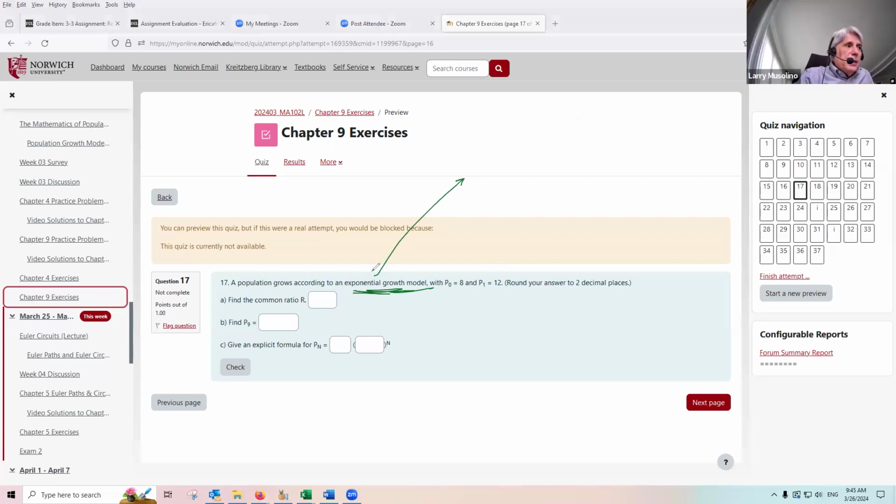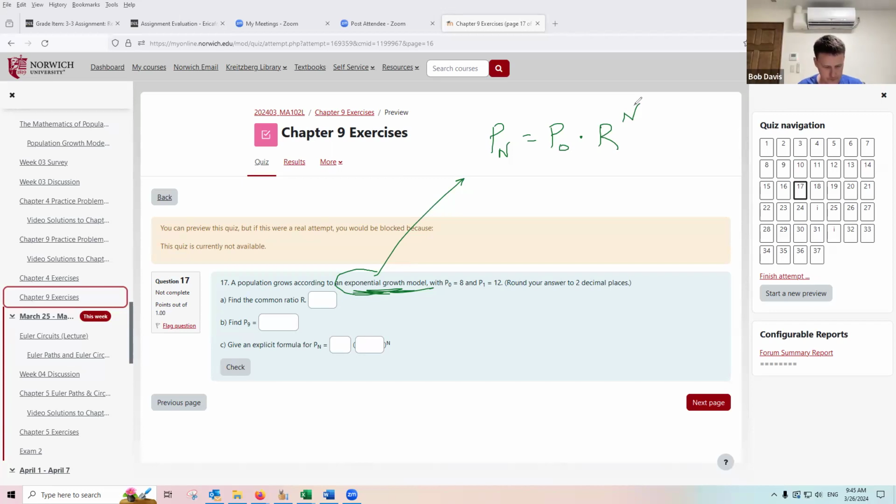Okay. So the big difference about this question is it says exponential growth. And exponential growth, the word exponential means grows very quickly. And so here's the formula to use. P sub n equals P sub 0 times R to the exponent n. R is the growth rate, I think that's right, growth rate.